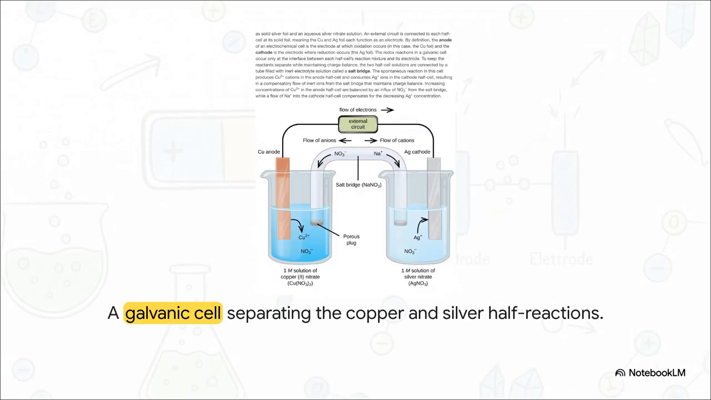So, the big question: how do we actually capture that lost energy? Simple. We separate those exact same reactants into two different beakers, or half cells. This is your classic galvanic or voltaic cell. By preventing direct physical contact, we literally force the electrons to travel from the copper to the silver through an external wire. And guess what? That flowing stream of electrons through an external circuit, that is electricity. We've just created usable power.